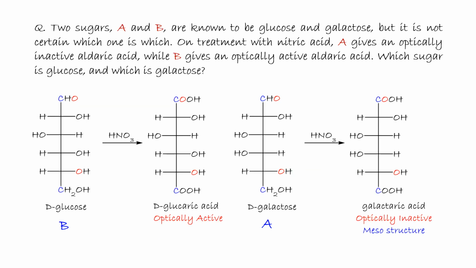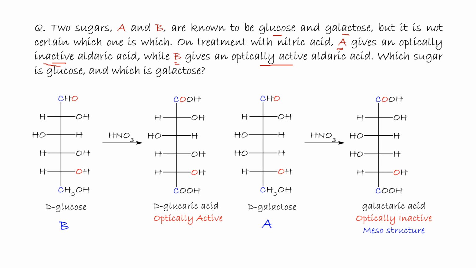Two sugars, A and B, are known to be glucose and galactose, but it is not certain which one is which. On treatment with nitric acid, A gives optically inactive aldaric acid, while B gives optically active aldaric acid. Which sugar is glucose and which is galactose?